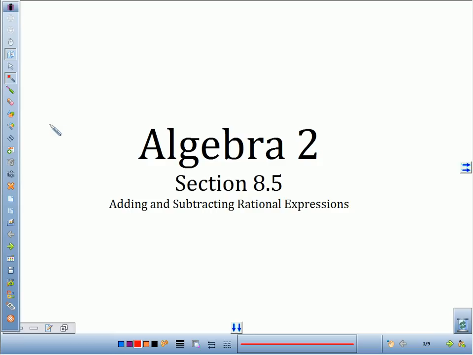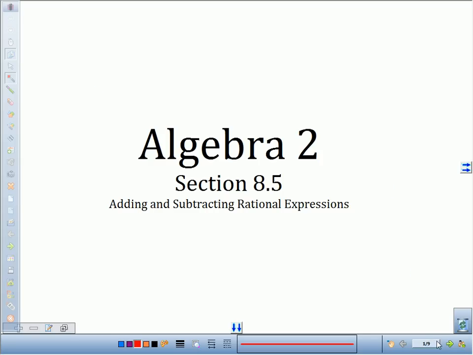These are the notes for Algebra 2, Section 8.5. In this section, we're adding and subtracting rational expressions. We've already simplified rational expressions, and we've already multiplied and divided them. Now we're going to look at adding and subtracting.